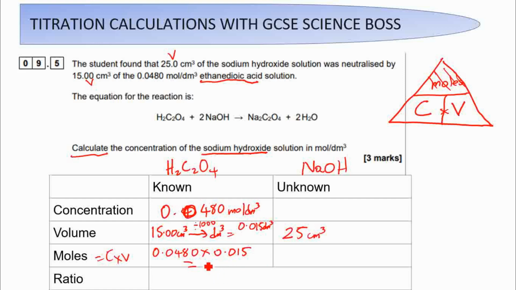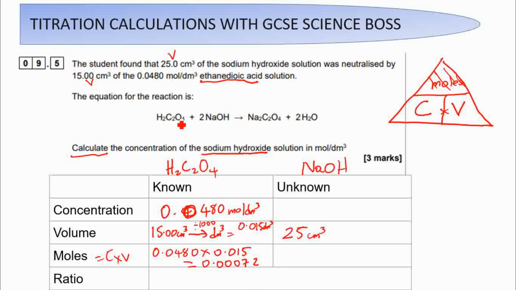0.00072 or 7.2 times 10 to the minus 4, if you want to do it as standard form. I know you're triple science, you're watching this. I know you're also top set maths. So you know what's happening.